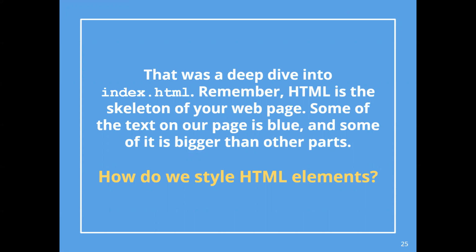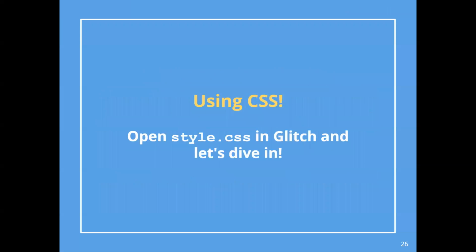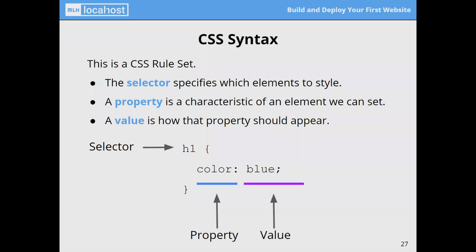Remember, HTML is the skeleton of your web page, right? So some of the text on our page is blue and some of it is bigger than other parts. So how do we style HTML elements? We do this by using CSS. So go ahead and open up the style.css in Glitch. That should be on the left-hand side. And let's go ahead and change some things about that and dive into that.